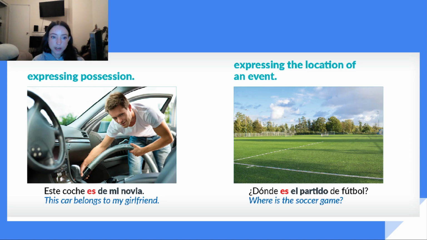We use the verb ser when we're expressing possession. So este coche es de mi novia. This car belongs to my girlfriend. We use the verb ser when we're expressing the location of an event. ¿Dónde es el partido de fútbol? Where is the football game?